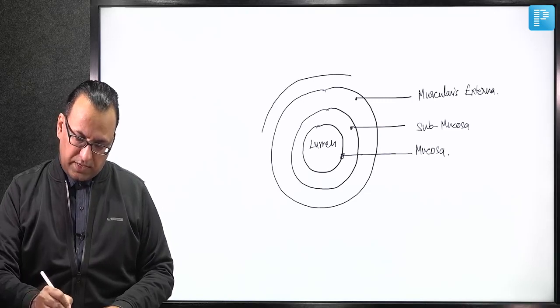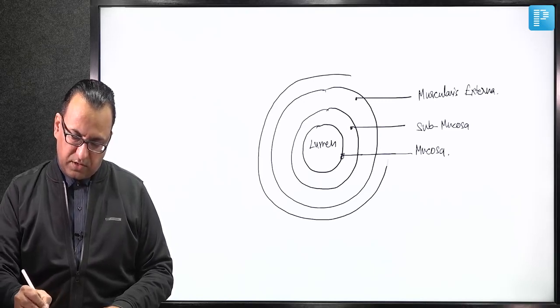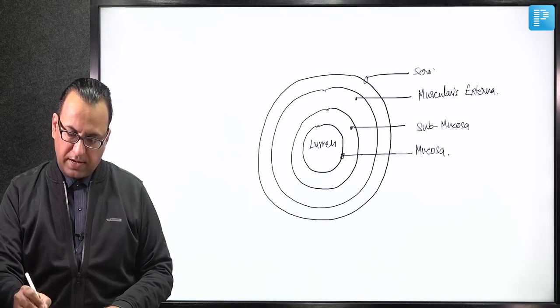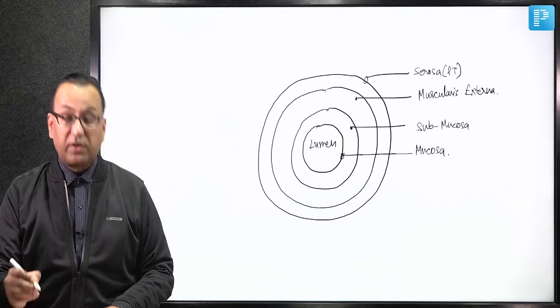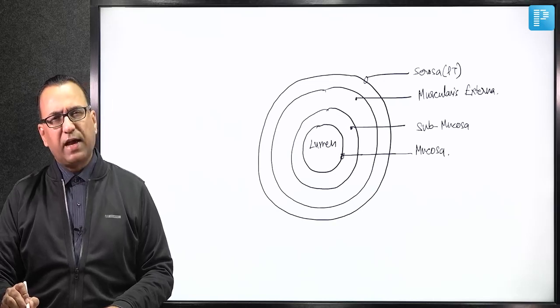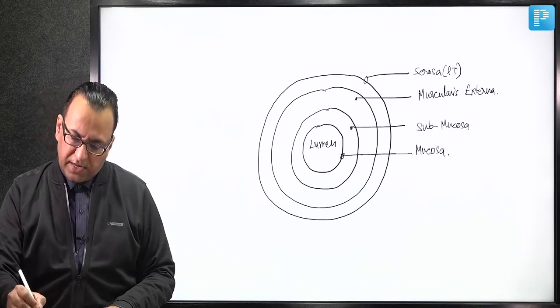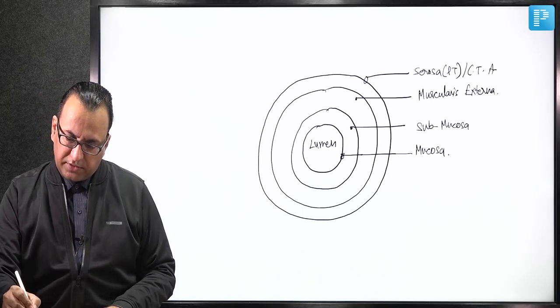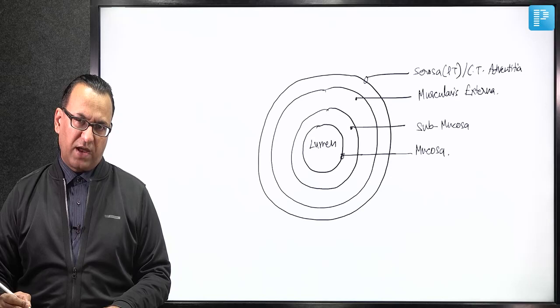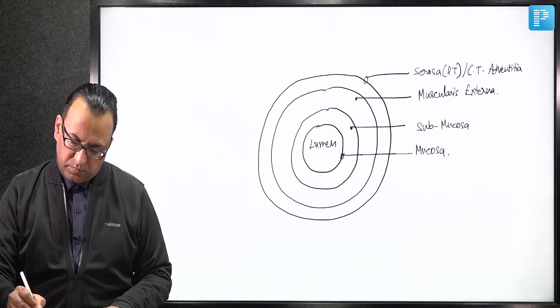Now we will call it serosa if we have a covering of the peritoneum. But sometimes we do not have the peritoneal covering. For example, the esophagus is a gut tube, but most of it is not lined by the peritoneum. In that case, we'll have some connective tissue and we will call it connective tissue adventitia. So these are the four basic layers of the gut tube.